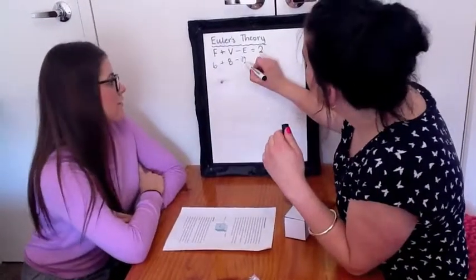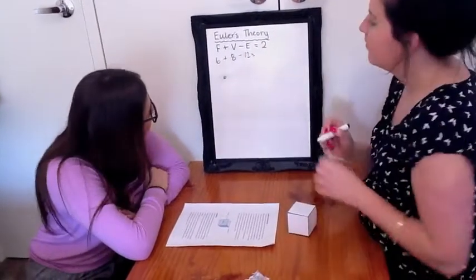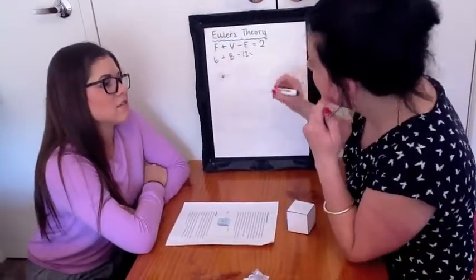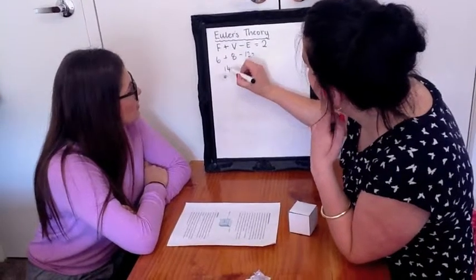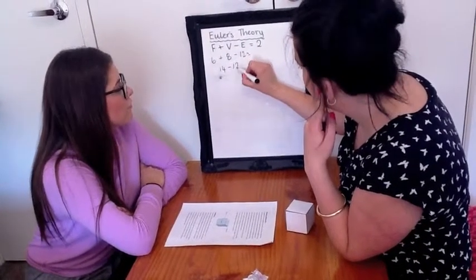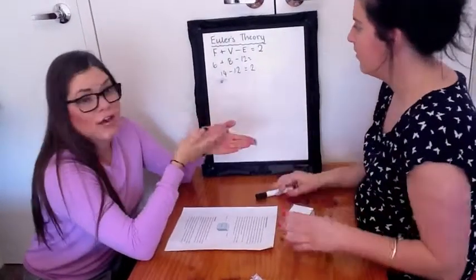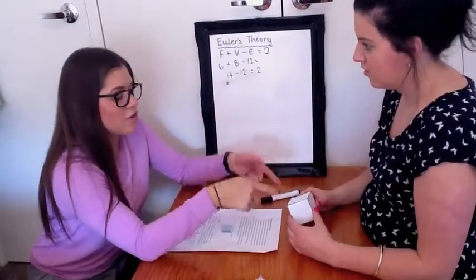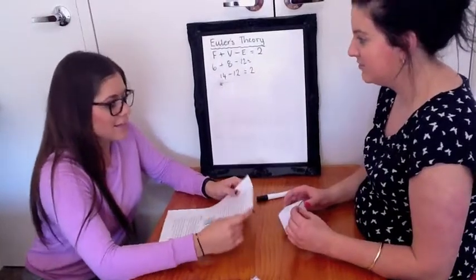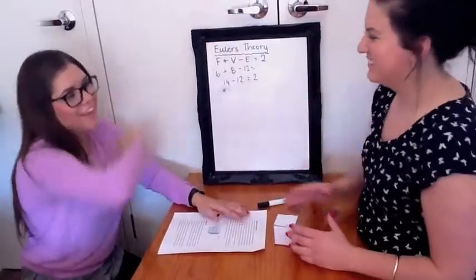Great work. So now we can work out the equation. 6 plus 8 is 14. 14. Take away 12 equals 2. 2. So there we see that it applies to Euler's Theory. And what does that mean a cube is? Is a polyhedron. That's it. Good stuff. High five. That's it.